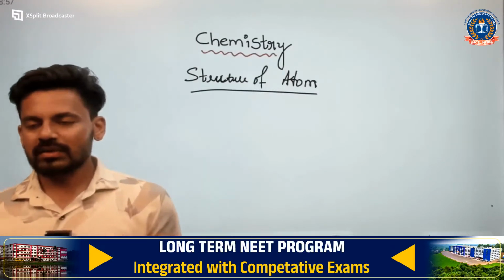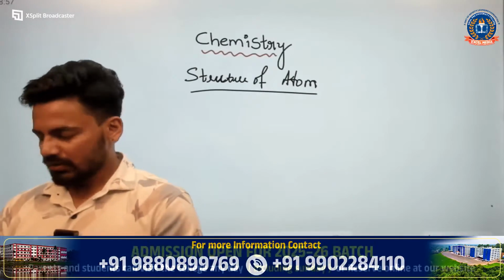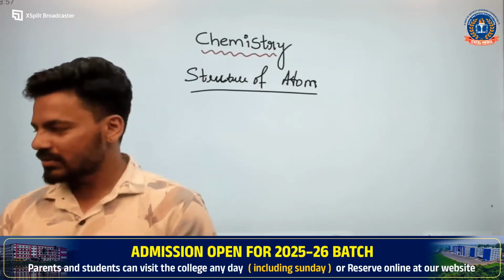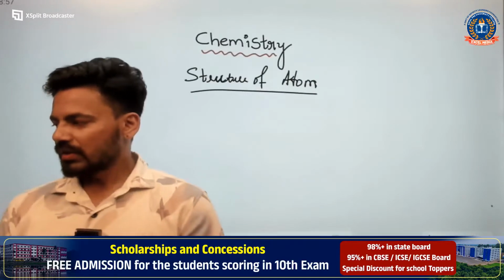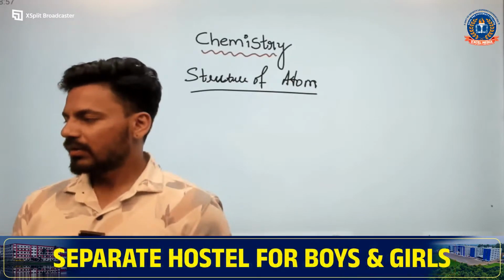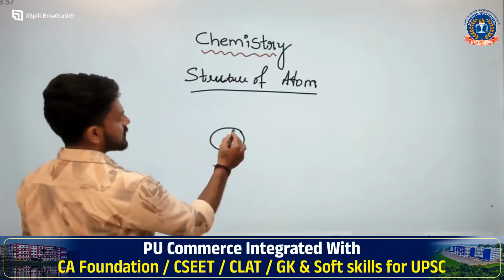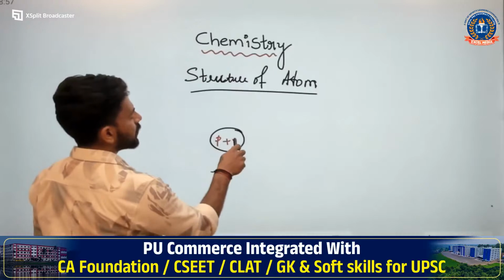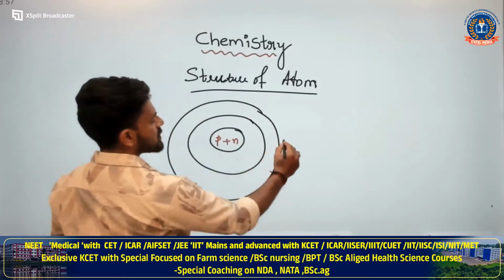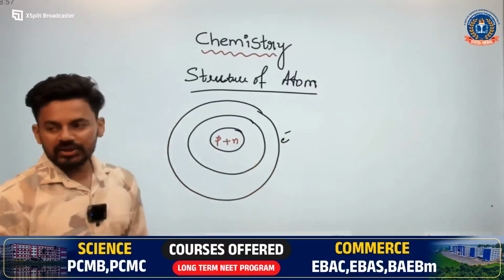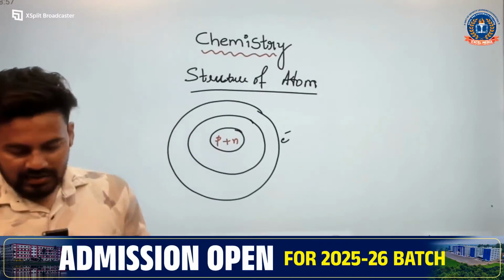In the nucleus, what is present? Tell me, my dear students, what is present in the nucleus? Yes, proton and neutron are present in the nucleus. And electrons are revolving around the nucleus. So electrons are moving like this, in particular shells or orbits. So all that we discussed in the last class.